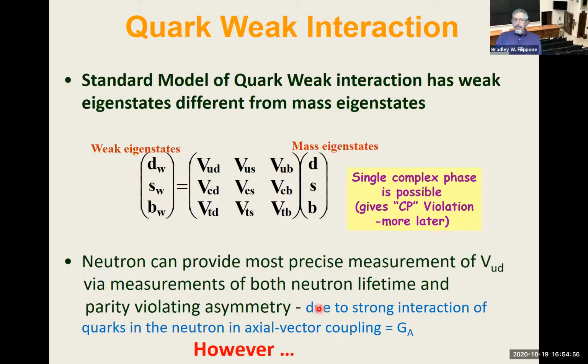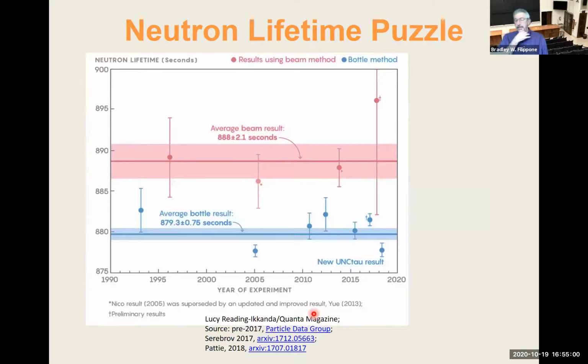However, this sounds great theoretically. There is a bit of a problem. The experimentalists aren't cooperating yet in terms of a precision value for the neutron lifetime. It turns out over the past 30 years or so, there have been two techniques. This cold neutron technique, which is this red line. This is cold neutron beams.